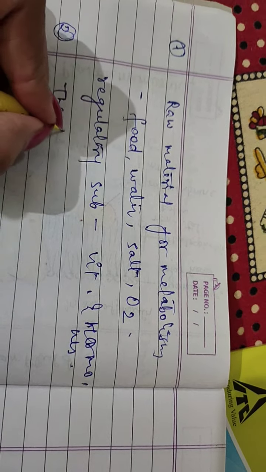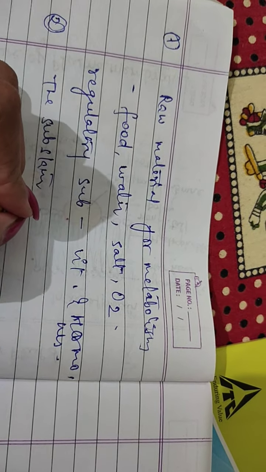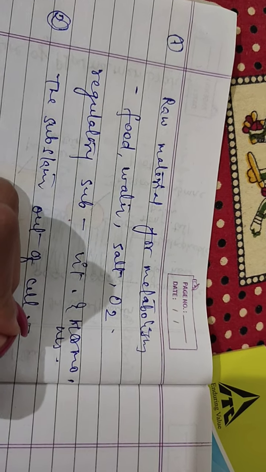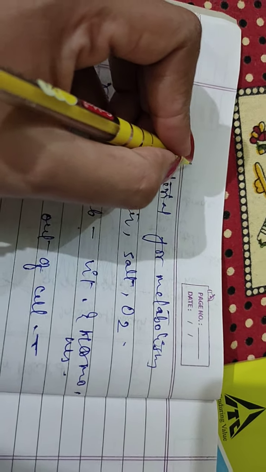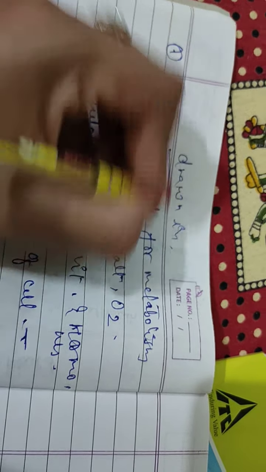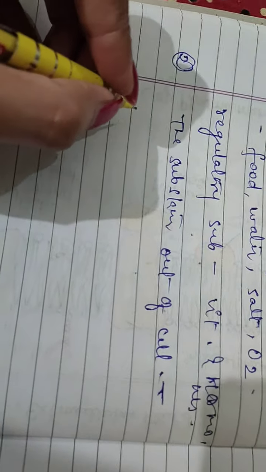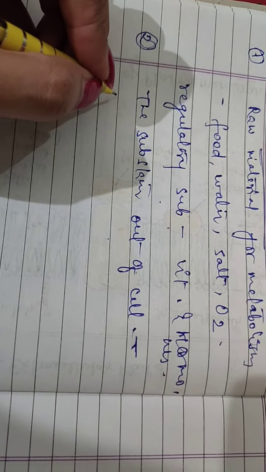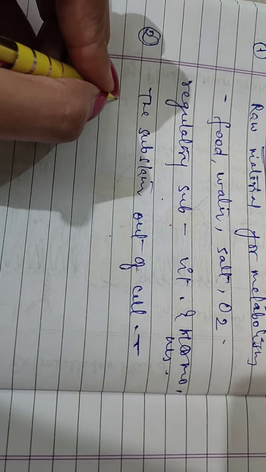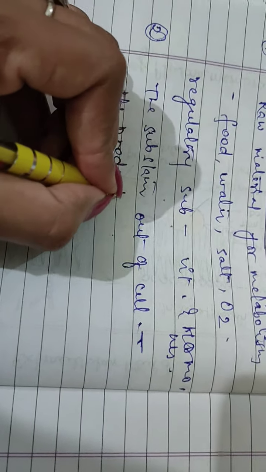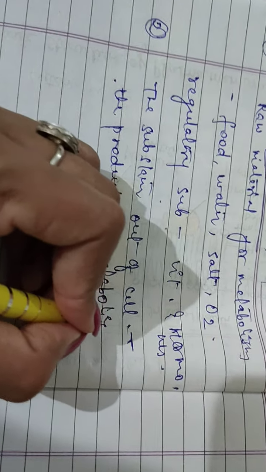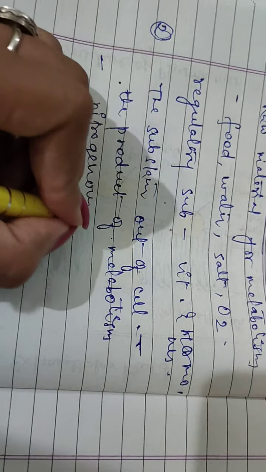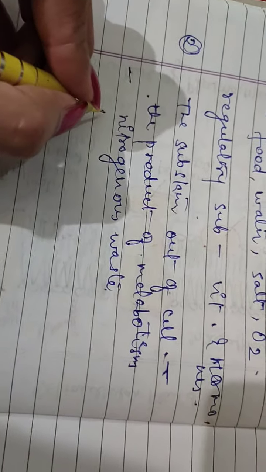And second, the substances which generally go out of the cell. Obviously the product which is not needed by the body or by the cell should be drawn out, and these include the products of metabolism, which product, that is nitrogenous waste. It can harm your body if it remains for so long.